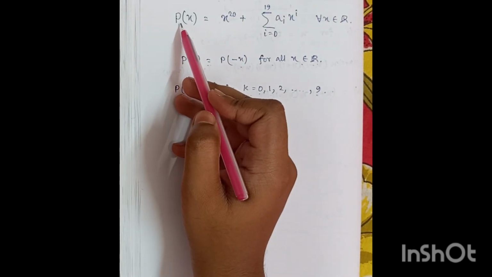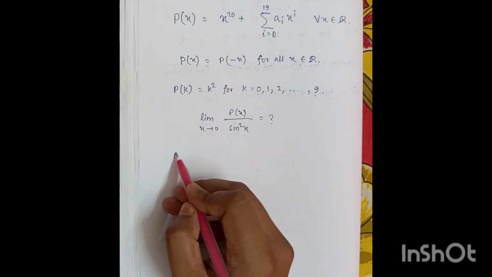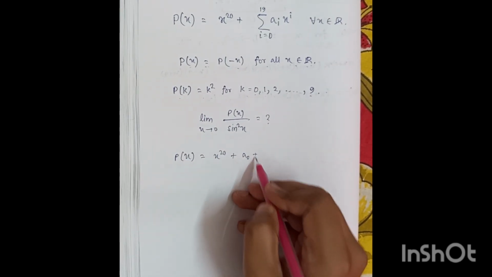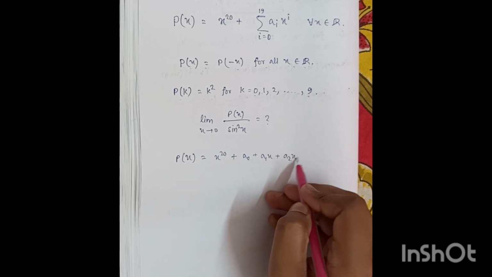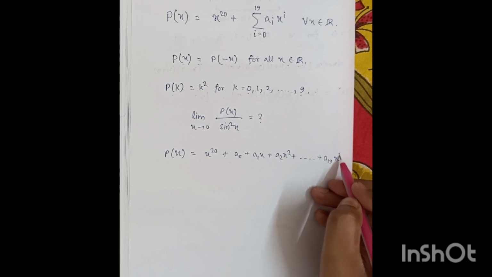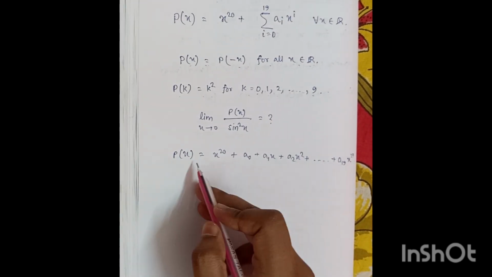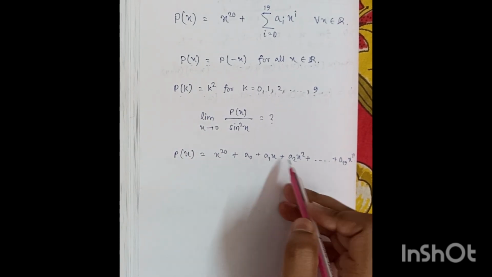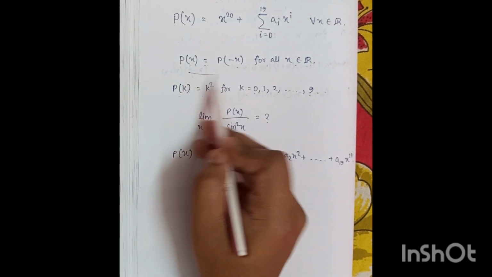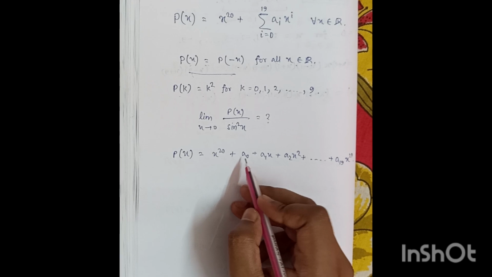Now we see here, if we expand this sigma notation, we get P(x) is equal to x to the power 20 plus a0 plus a1x plus a2x square plus so on up to a19 x to the power 19. Now P(x) is a polynomial of degree 20.